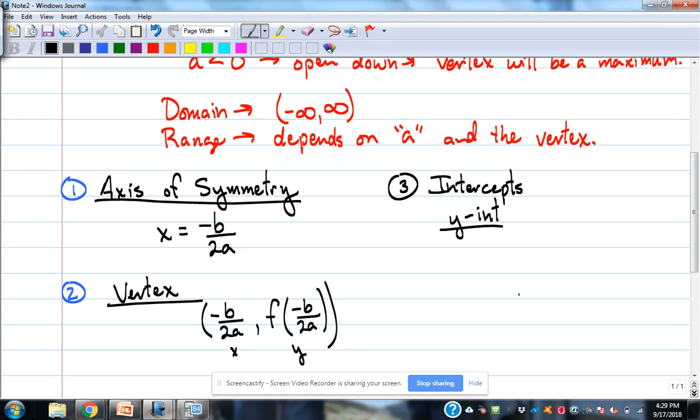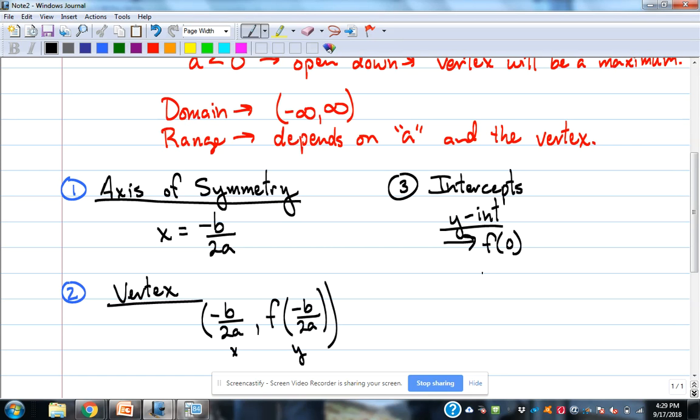Start with the easy one, the y-intercept. The y-intercept is f of 0. You're going to plug 0 in for x, and that's going to get you the y-intercept.